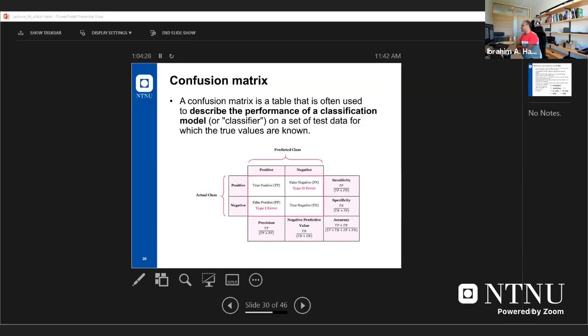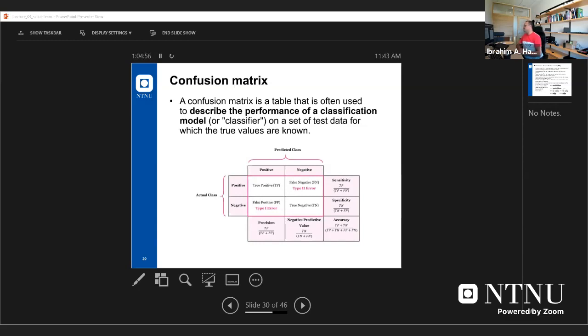So thanks, Mohammed. The confusion matrix is a table that is often used to describe the performance of a classification model. We don't use it for regression. For regression, you can use mean square error, mean absolute error. You can use any score for describing the regression accuracy of your model. But in case of classification models, we use the confusion matrix.